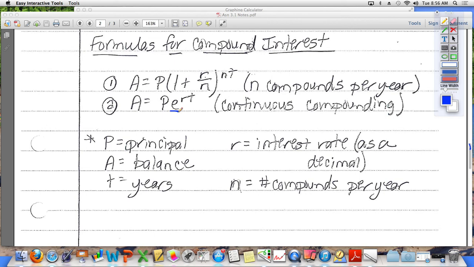Okay? So P is the principal, A is the balance, A meaning like account balance, T is years, R is the interest rate. Notice it tells you that the interest rate has to be a decimal. So if it's 4%, you're not going to use a 4. You're going to use the decimal equivalent of 4%, which would be what? 0.04. 1.04 would mean 104%. So you're thinking the magic 1 that we've talked about over the years, but in this case, if it's 4%, you're going to use 0.04, okay? All right, and then N is the number of compounds per year.